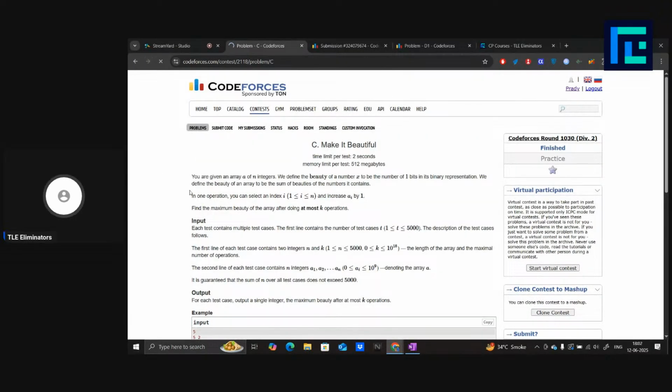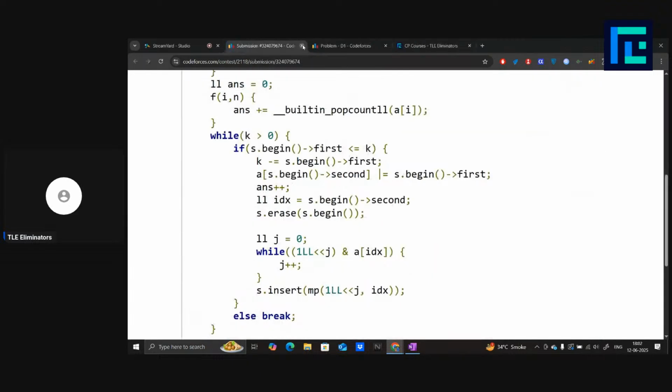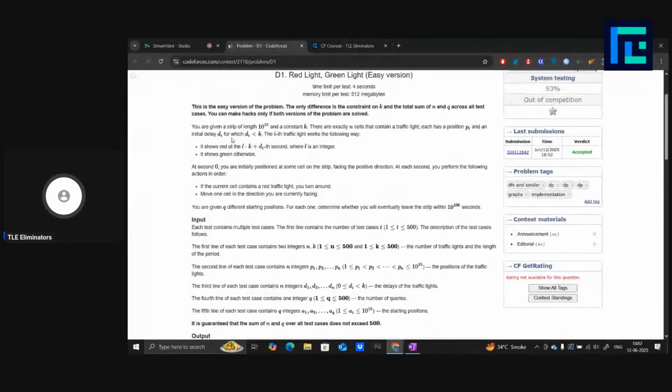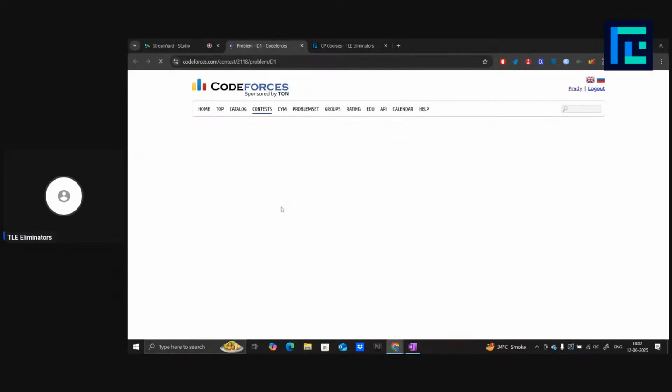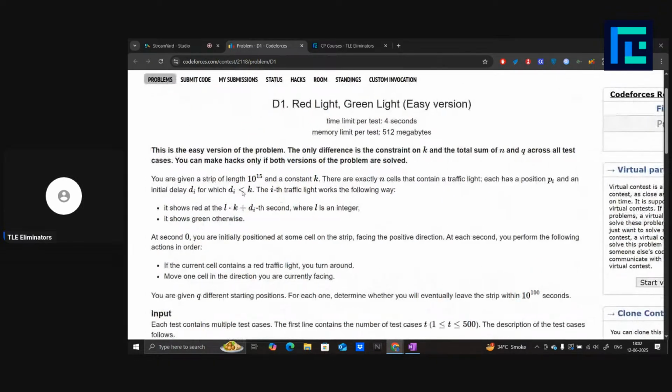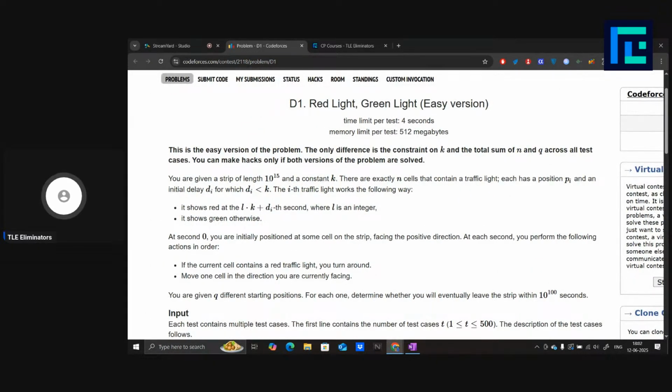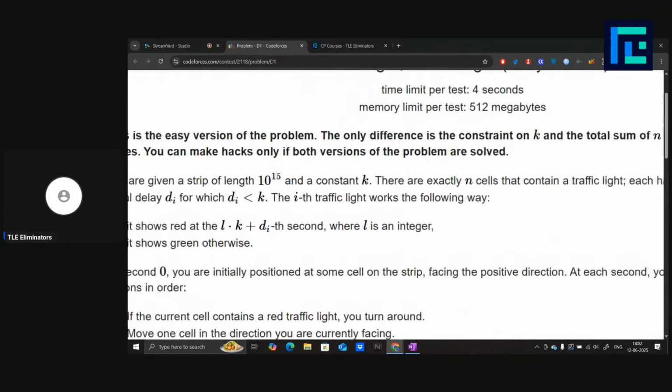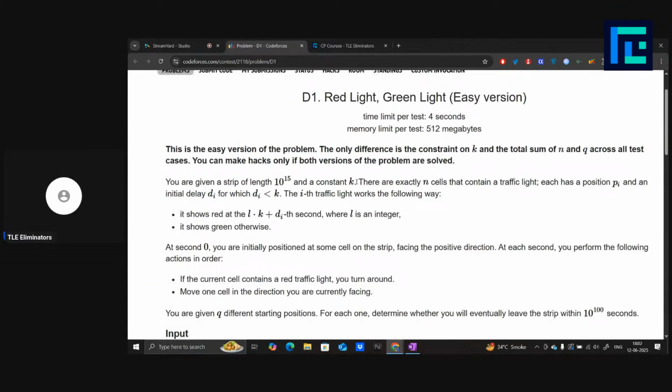Okay. So D1. Yeah, I had solved D1, but not D2. So you are given a strip of length 10 to the power 15 and a constant k. There are exactly n cells that contain a traffic light. Each has a position pi and an initial delay di, for which di is less than k. The ith traffic light works the following way. It shows red at L into k plus di seconds, where L is an integer, and it shows green otherwise.